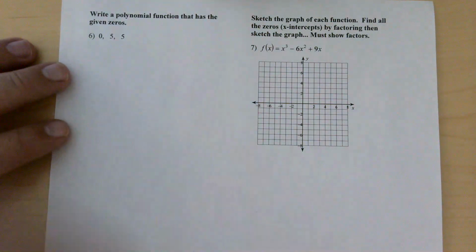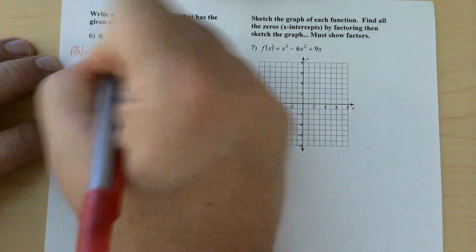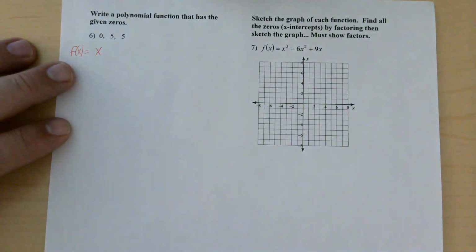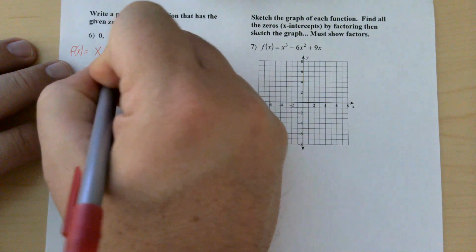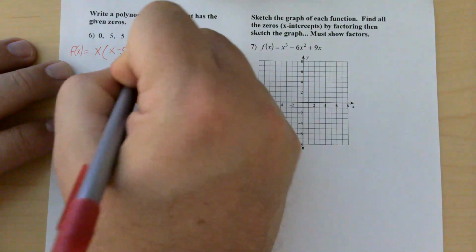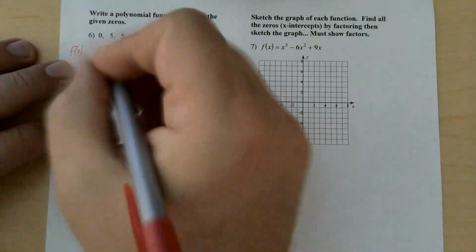This right here, we're working backwards. So you're writing the rule based on these zeros. If 0 is a 0, then that just means x is a factor. Then I have a repeat, but I have to write it twice. Okay, so 5 is repeated. That just means if you would graph this, it's a turning point at 5 along the x-axis.